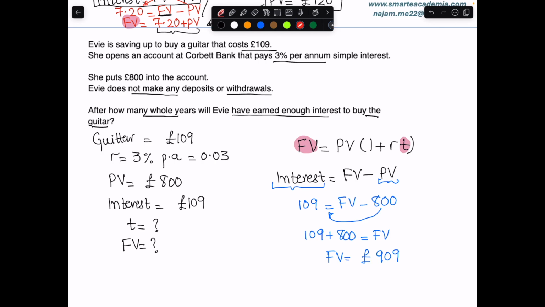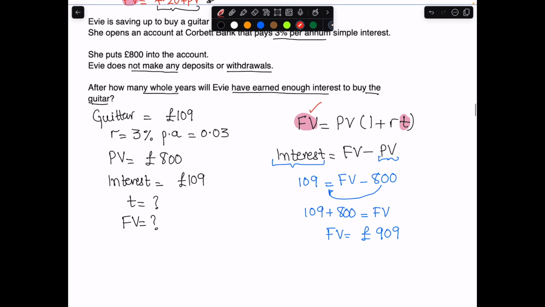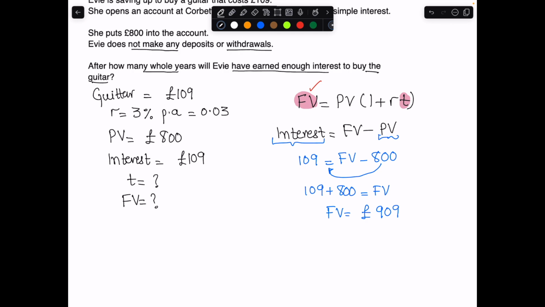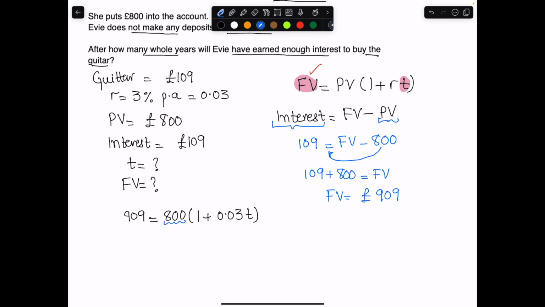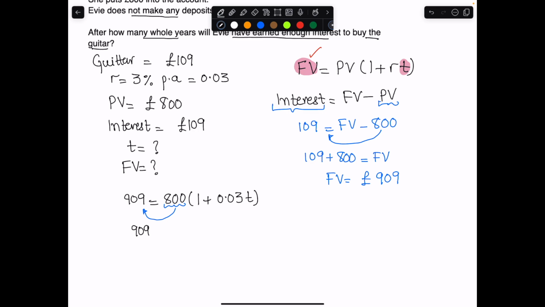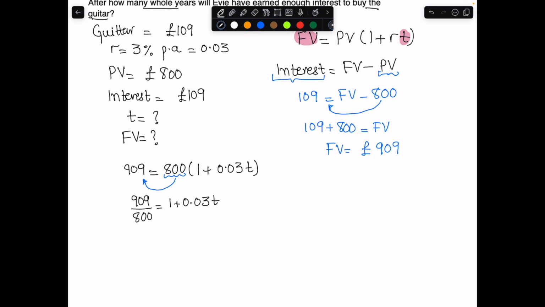Now once we have found the future value, I can simply substitute all of my other numbers into my equation. So future value 909 equals present value 800 times (1 plus r, which is 0.03, times t). Now we know that this 800 is multiplying with this, so I can just simply take this thing down and it will be divided, and it will become 909 divided by 800 equals 1 plus 0.03t. 909 over 800 in the calculator will give you 1.13625, which equals 1 plus 0.03t.